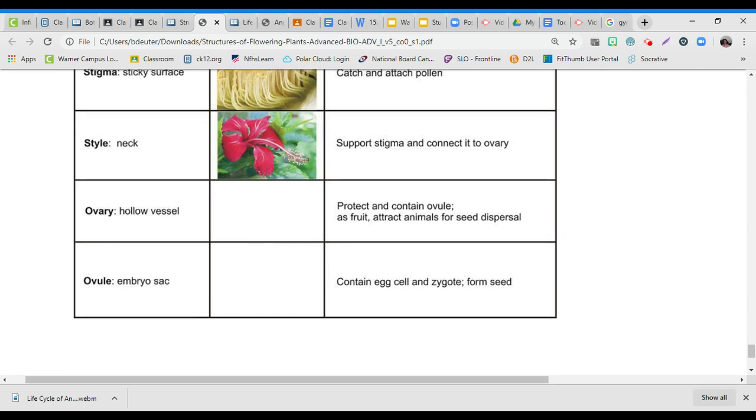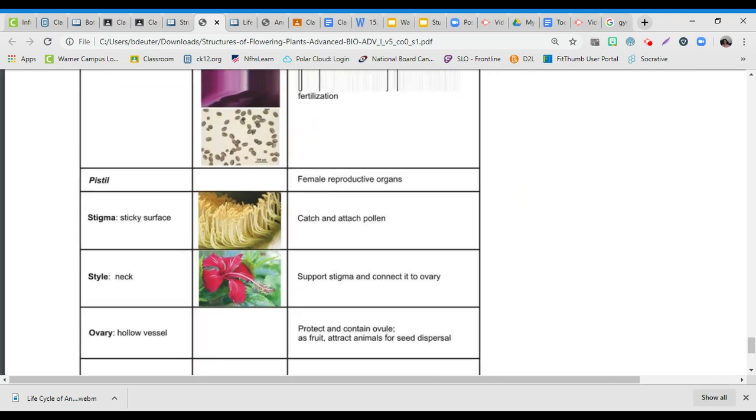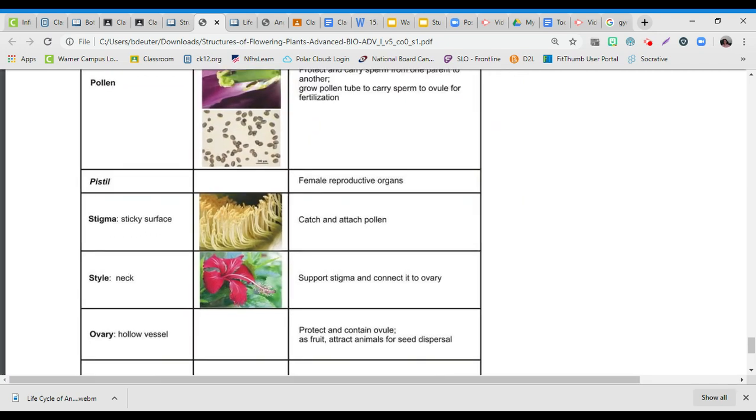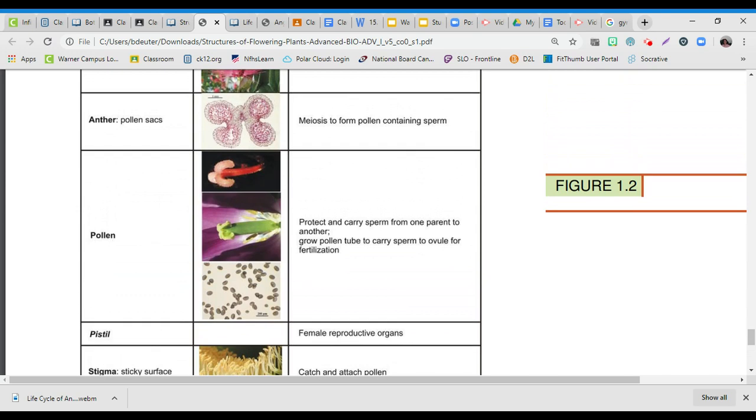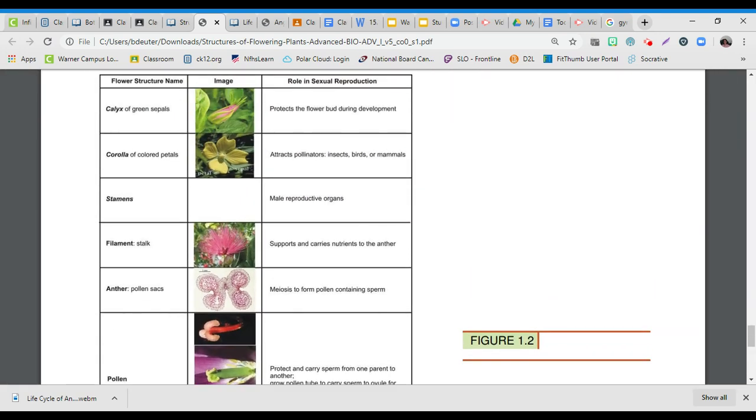Remember, this goes through alternation of generations. So the complete plant is the sporophyte phase, and the pollen and the ovum are in the gametophyte phase. So they will pollinate to form a zygote. That zygote will develop into a seed. The seed will then be dispersed, and the plant cycle will start over again. Remember, angiosperms go through alternation of generations from the gametophyte phase, which is producing the pollen and the ovum, to the sporophyte phase, which is the adult plant.